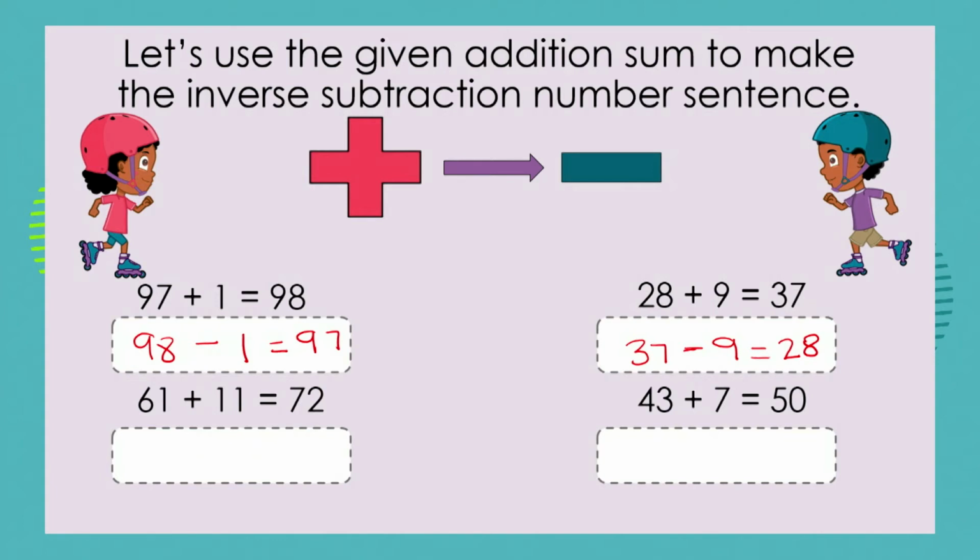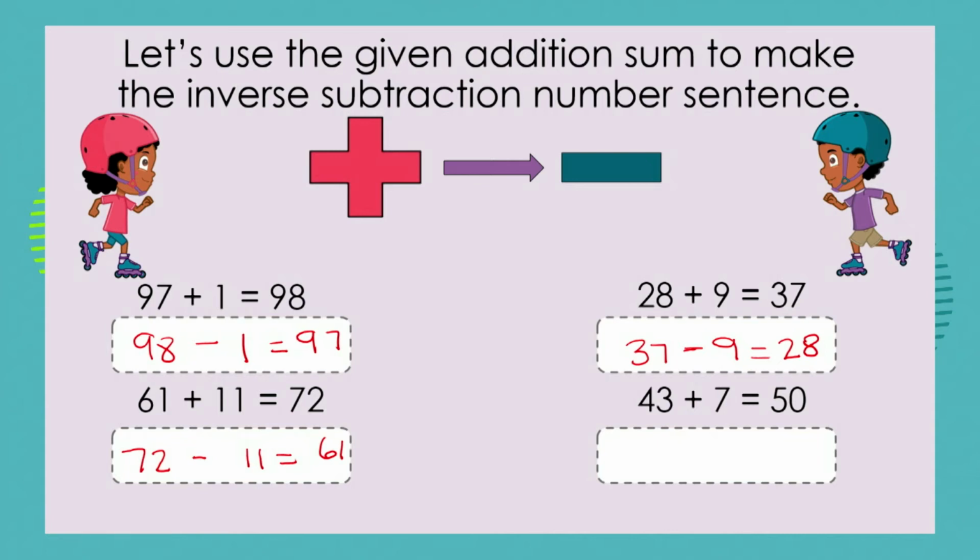Right. Now we have 61 plus 11 equals 72. We swap sides, we say 72, 61, equal sign, and 11. Now all we have to do is change our sign to the opposite. We make it 72 minus 11, which gives us 61.